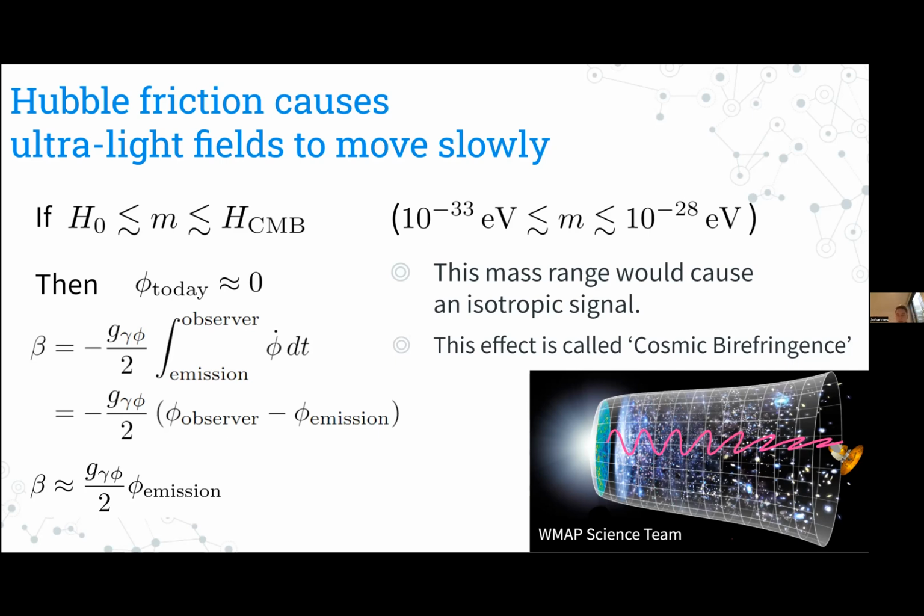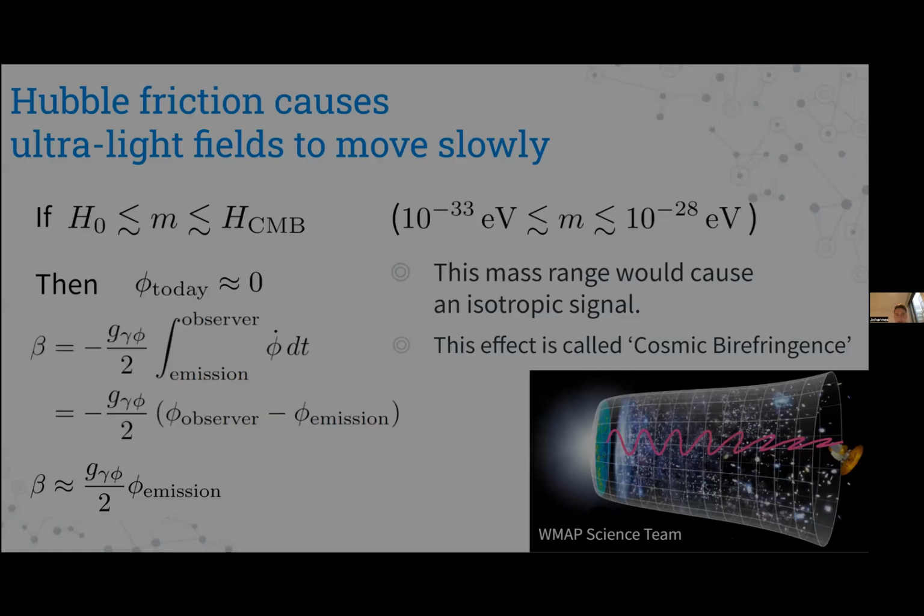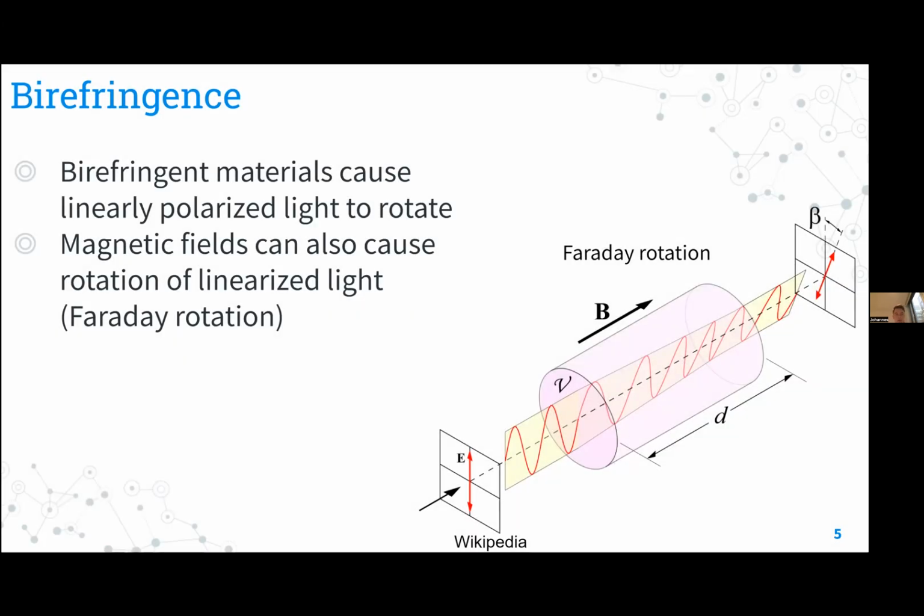This effect is called cosmic birefringence. Let me quickly mention what birefringence is. We have birefringent materials, which are materials that cause linearly polarized light to rotate. You can also create the same effect by using magnetic fields, which is called the Faraday rotation. You can see this in this example here. If you put in linearly polarized light that moves parallel to a magnetic field, then the linear polarization will rotate as it goes through this magnetic field. This is what birefringence is. So we're wondering, what if the vacuum is birefringent on the cosmological scale? That would be cosmic birefringence.